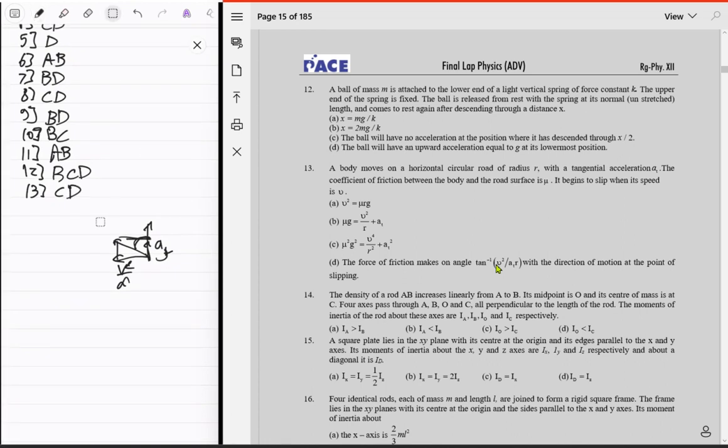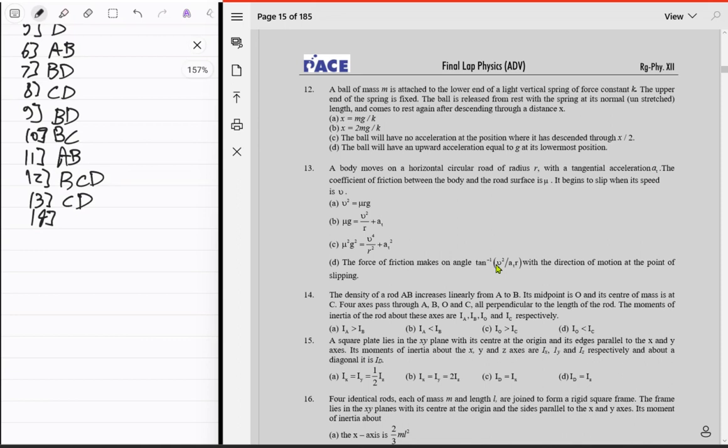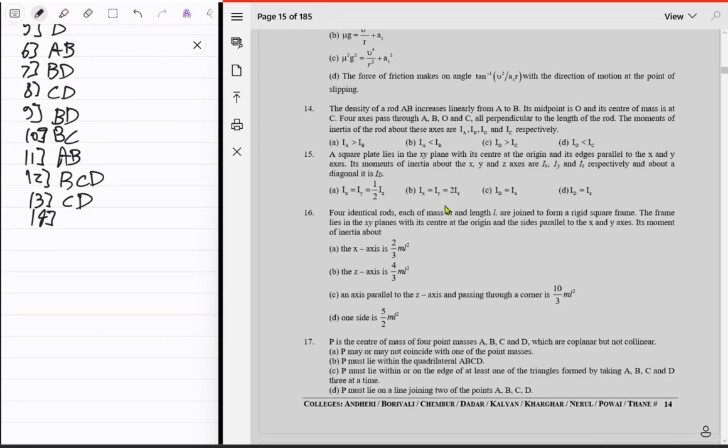Next question. 14. The density of a rod AB increases linearly from A to B. Its midpoint is O, and its center of mass is at C. Four axes pass through A, B, O and C, all perpendicular to the length of the rod.